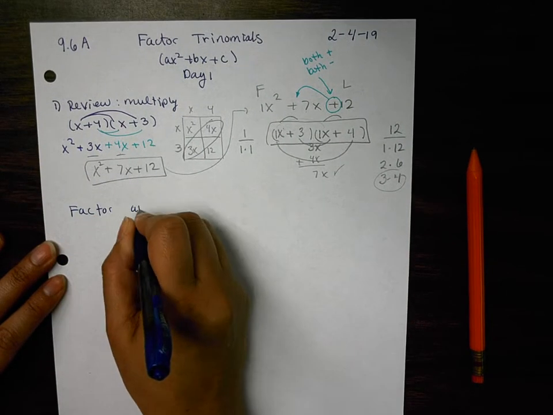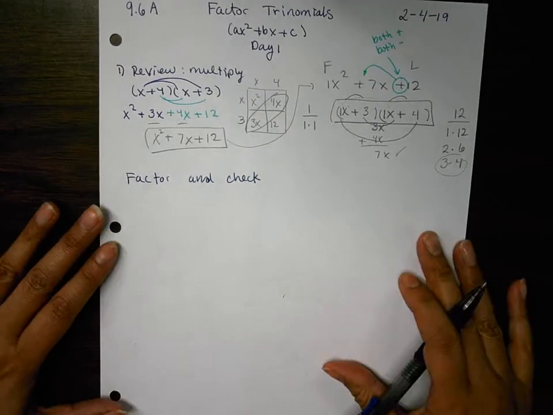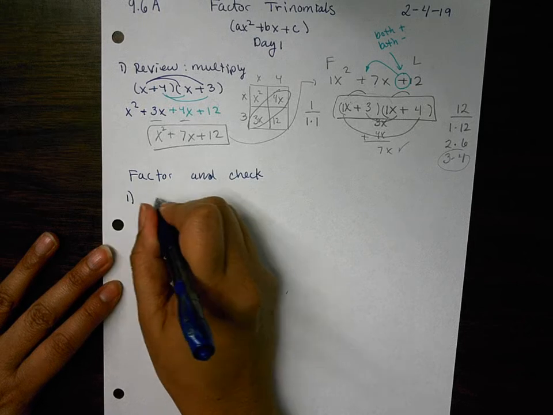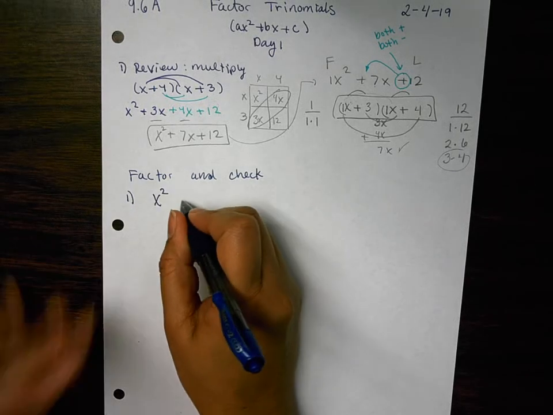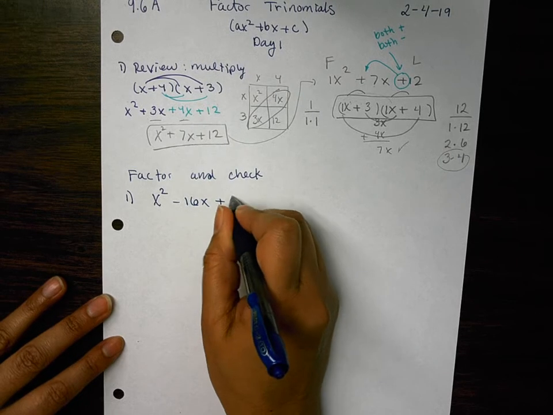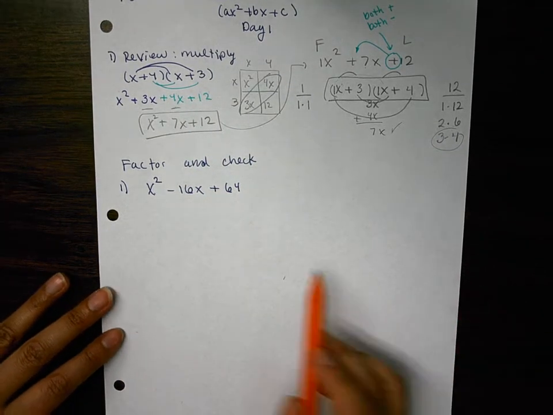All right, so let's try some. We are going to factor and check. If you do not have your check work, you are not going to receive credit on your assignment today. All right, number 1, x squared minus 16x plus 64.